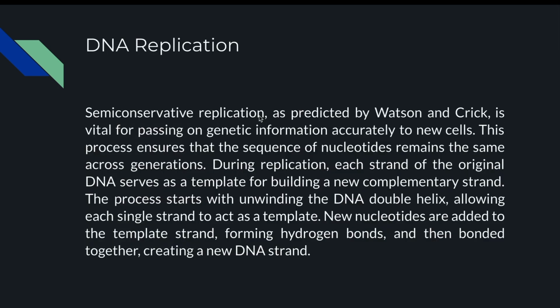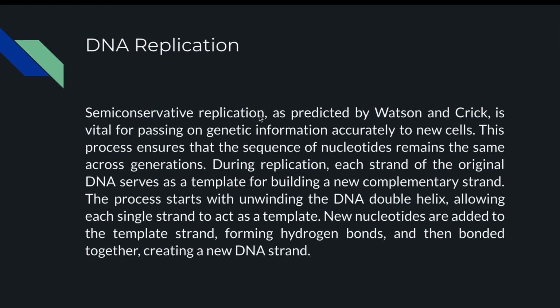So, semi-conservative replication, as predicted by Watson and Crick, is vital for passing on genetic information accurately to new cells. This process ensures that the sequence of nucleotides remains the same across generations. During replication, each strand of the original DNA serves as a template for building a new complementary strand. The process starts with unwinding of the DNA double helix, allowing each strand to act as a template.